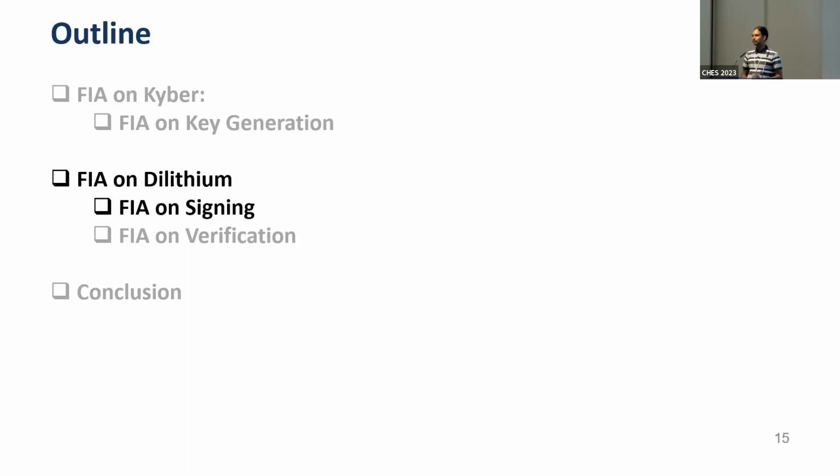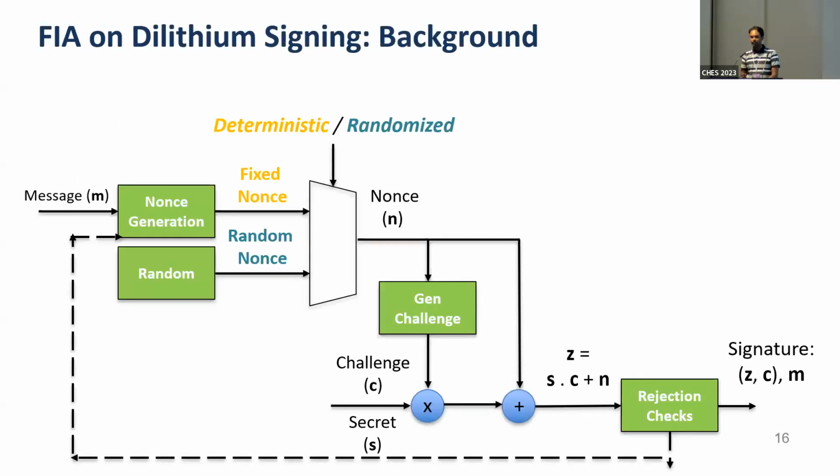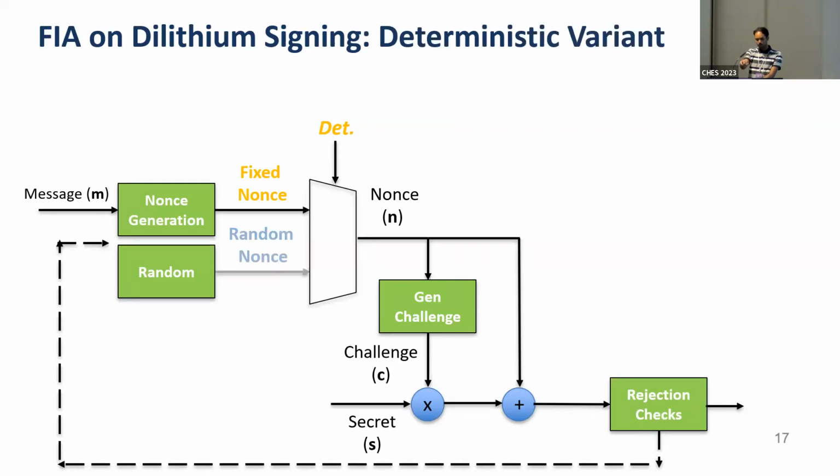types of attacks. One is the signature forgery attack, and the other is an attack on the verification procedure to bypass verification. I'll start with our attack on the signing procedure. I think Olivia gave a very nice background on how Dilithium signing works, so I'll probably not go too much into explaining it. Essentially, let's start with understanding how the fault attack on the deterministic variant works. Then I'll talk about the attack on the probabilistic variant as well.